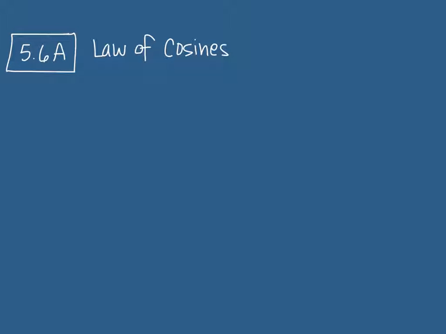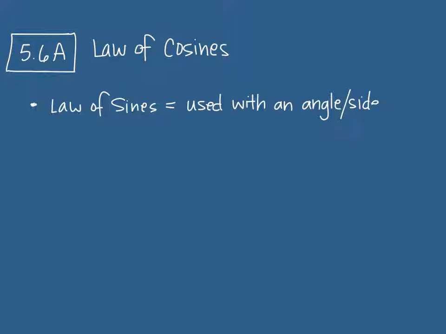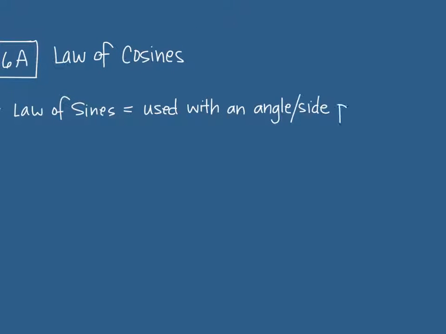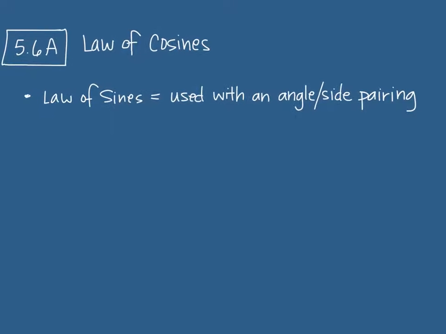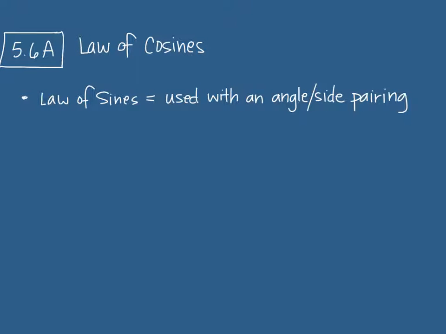So for the last couple days, the law of sines is what we use when we have a pair of an angle paired with a side. Just to review so we have it in our notes officially: the law of sines is used with an angle-side pairing. So far, if you didn't have that, you couldn't solve an oblique triangle.